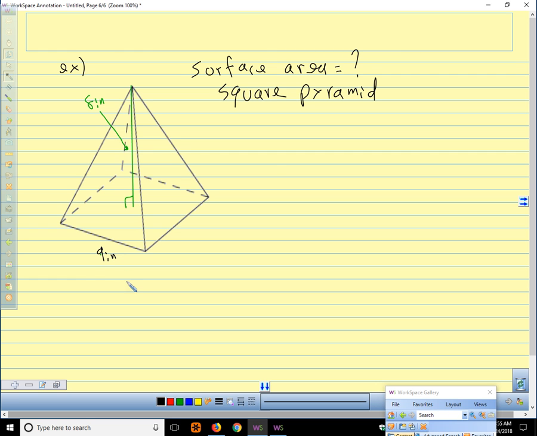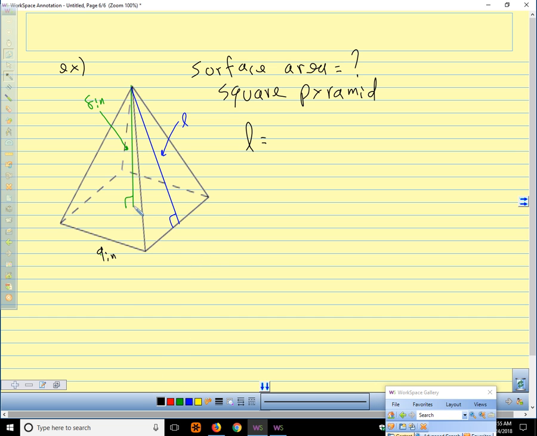All right, we need the slant height. Do we have the slant height here? No. We have the height. Let's draw in the slant height. The slant height goes there and makes a 90-degree angle with the base edge. So there's L.